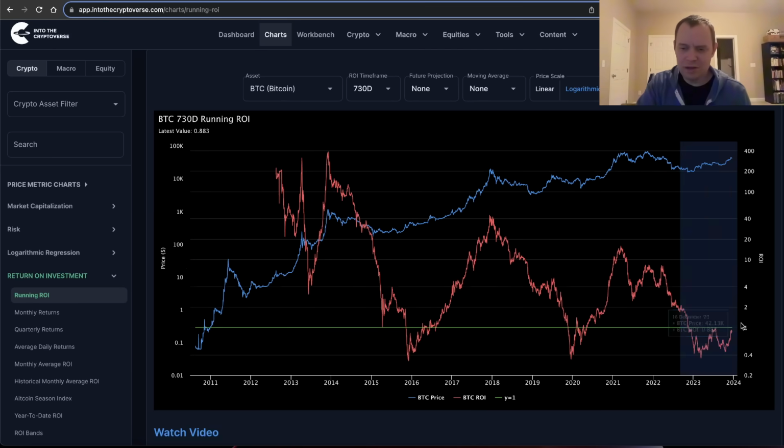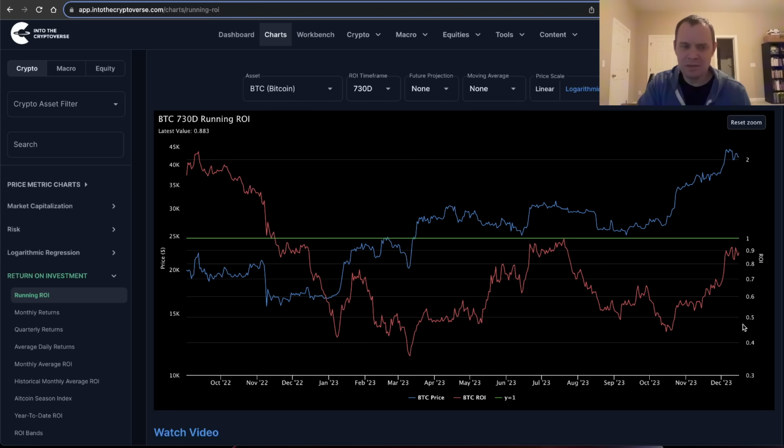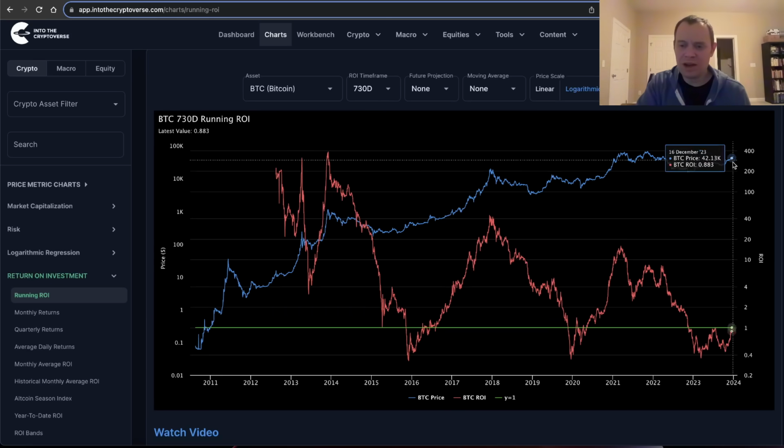And so now you can see that it's still not above that level, right? It's still not above it. And it actually got rejected off of that level back in July of 2023. It's kind of interesting, right? That's essentially where it got rejected, where the 2-year ROI was basically one.